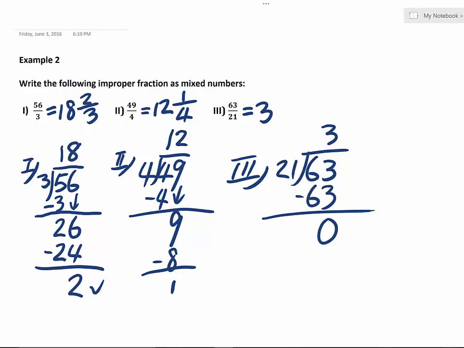Alright, so anytime you convert an improper fraction to a mixed number, just follow the division process. And if you have a remainder, write the remainder over the divisor as your fraction, and on the left hand side put the whole number.